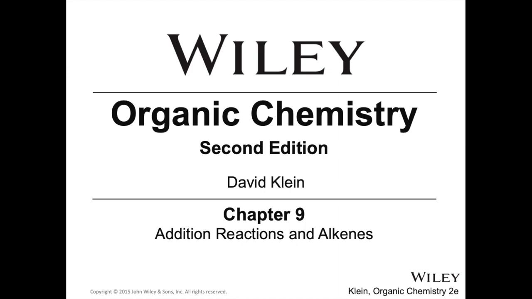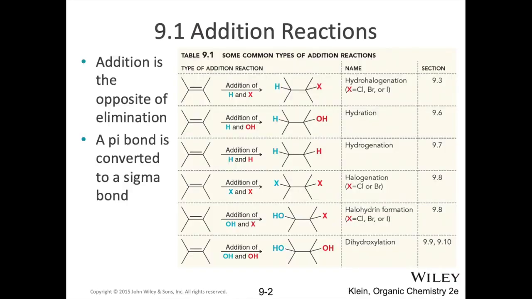In the previous chapter, we looked at how we could form alkenes through an elimination reaction. In this chapter, we're going to take alkenes and add things across the double bonds that alkenes have, essentially doing the reverse of an elimination reaction. So there's lots of ways that we can go with this.